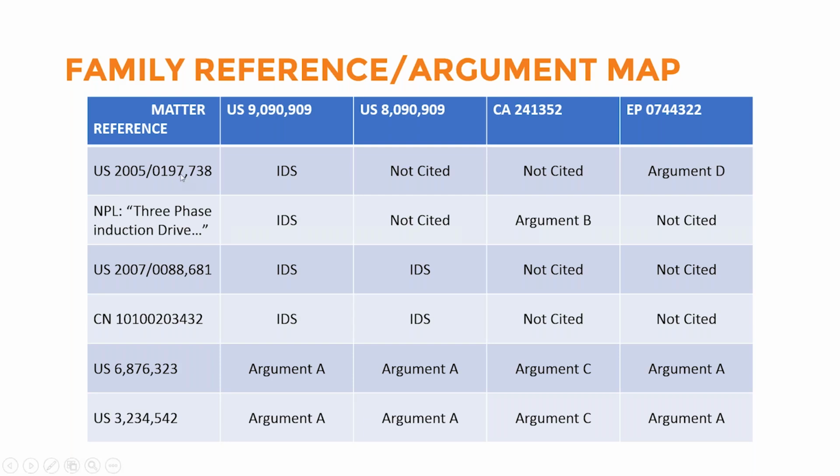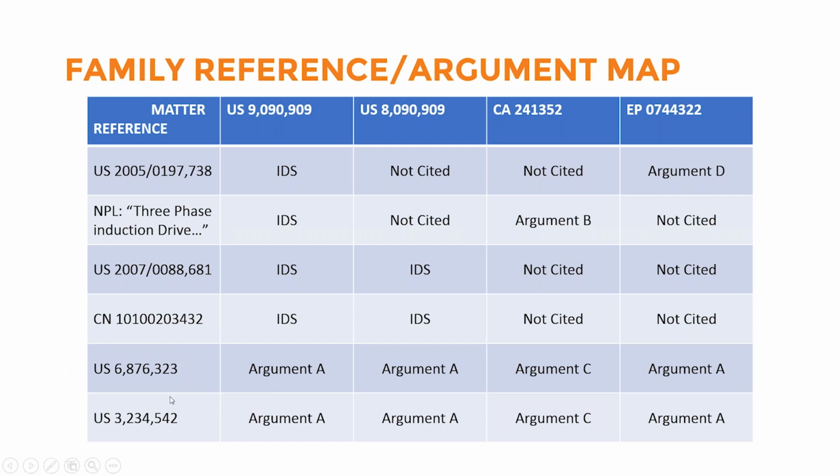of, all right, this first patent application, it was cited on the IDS of the 909 patent. It was not cited in this 8 million series 909 patent. It was not cited in Canada. It came up in Europe, and the applicant made an argument around it. And you can see how you can take a step back and see where the data fell, where these references were used, and which ones were more or less relevant in the various cases through prosecution.